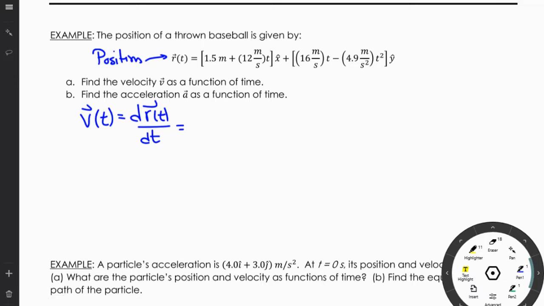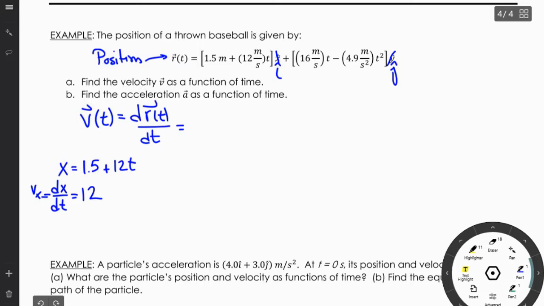So I'm going to take the derivative of the first part, and that's going to be my x, or my x hat, for this velocity vector. And in fact, let's just call this i hat and j hat, just because we have a lot of x's and y's running around. So if I look at my x component, it's going to be 1.5 plus 12t. If I take the derivative of this, I'm really only going to have this piece. So dx/dt, which is vx, is just the derivative of a constant plus the derivative of a line. Remember, we talked about in the derivative video, the derivative of a constant is 0, and the derivative of a line is just the constant in front. So that's going to be 12, and this ends up being meters per second i hat.